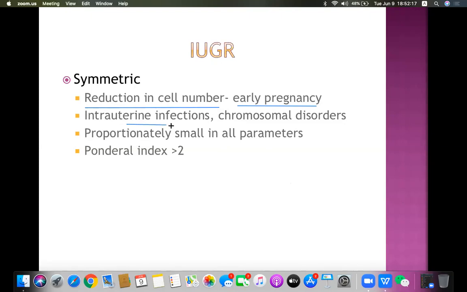And the common causes may be intrauterine infection and chromosomal disorder, because they can occur from the early pregnancy. Okay, they are proportionately small in all parameters. Head circumference is small, chest circumference is small, overall length is smaller, and overall size of the body is small. And in this condition, if we calculate ponderal index, it is still more than 2. Remember, less than 2 in asymmetrical IUGR, more than 2 in symmetrical IUGR.